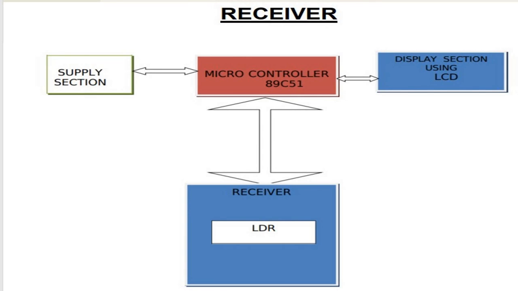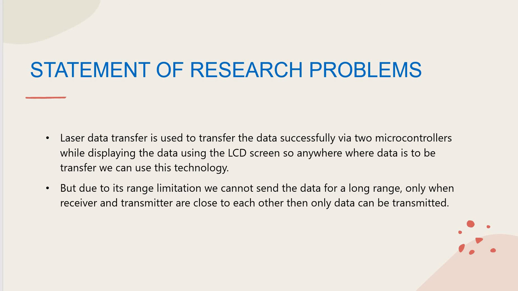In the receiver section, we have the supply section, microcontroller 89C51, and a display section using LCD. A receiver has two main functions. Firstly, it amplifies the sound so it can be fed to your speakers. And secondly, it allows you to select the audio which you wish to watch.